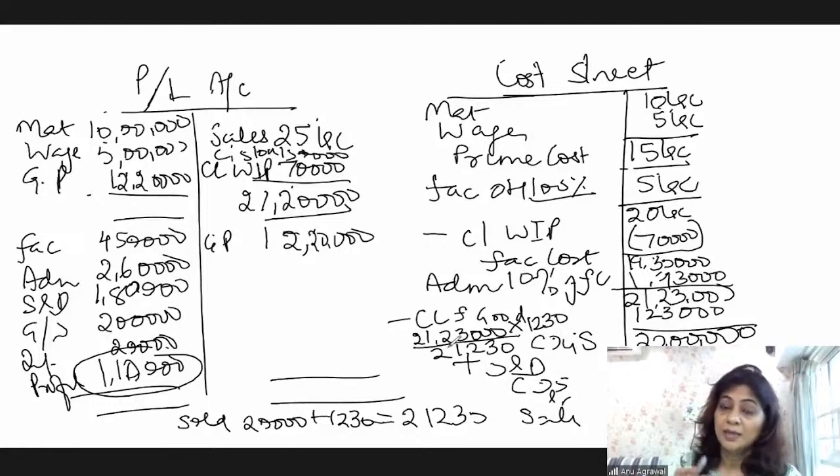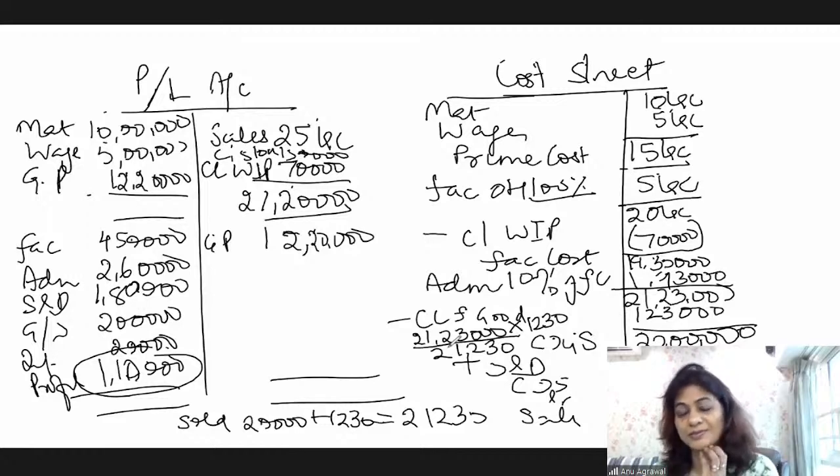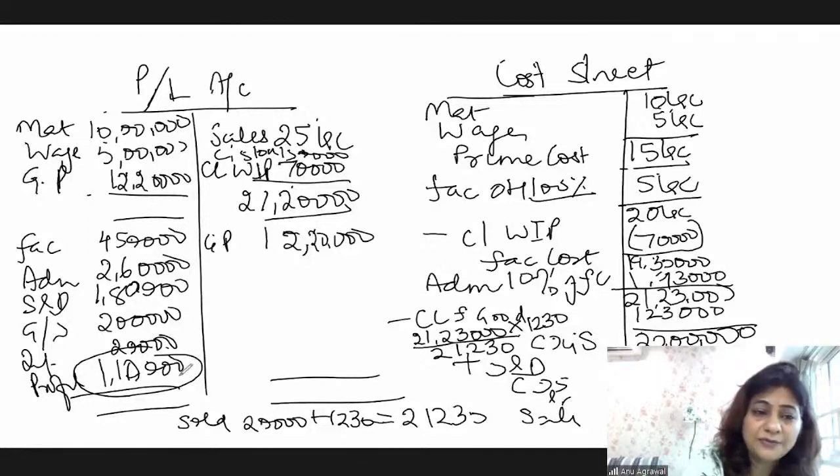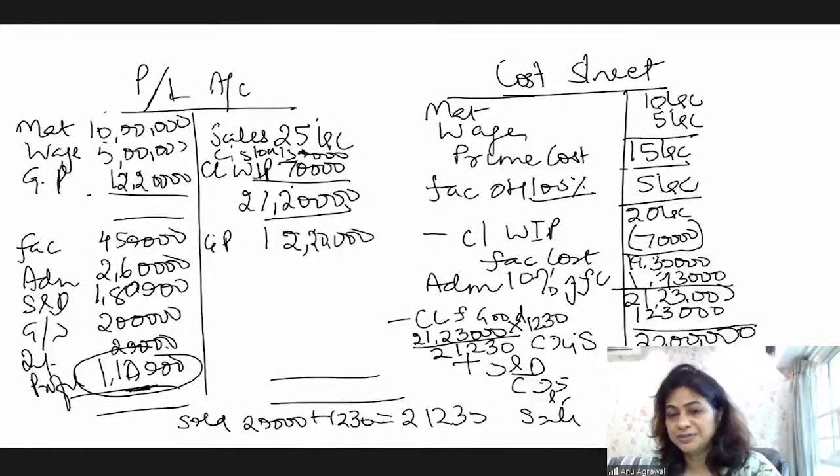Now, look at it. I am not even looking at finance. This is the way a costing person does it. I got out my cost of goods sold. Then I added up my selling and distribution expenses, found out my cost of sales, subtracted it from sales, and then I got to the profit. Look at it. There's a difference. 1,10,000 is the profit in the P&L account, and 3 lakh is the profit as far as the cost sheet is concerned.